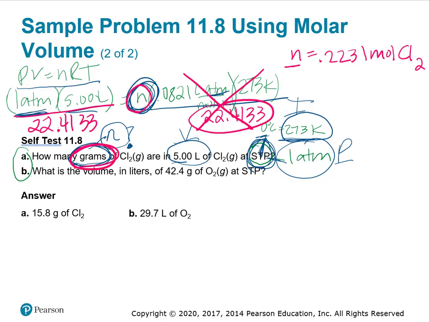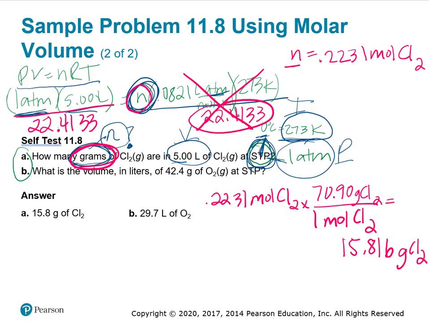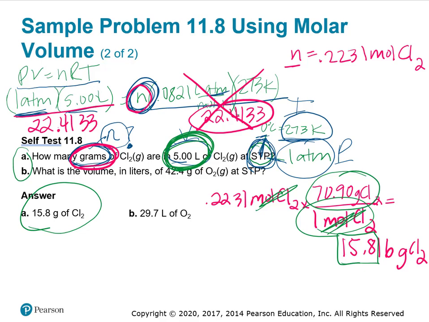We want grams. So let's go from moles to grams. I added up 2 chlorines to get a molar mass of 70.9 grams of chlorine for 1 mole of chlorine. Moles and moles will cancel off, leaving grams. My calculator says 15.816, but I want to finish with 3 significant figures since the only number is 5.00, which is 3. So I'm going to stop right there at 15.8 grams of chlorine.